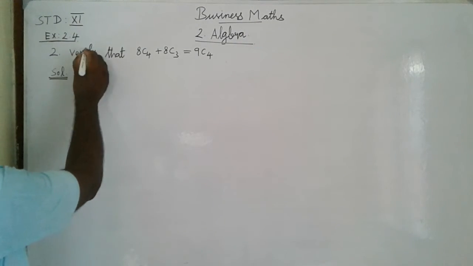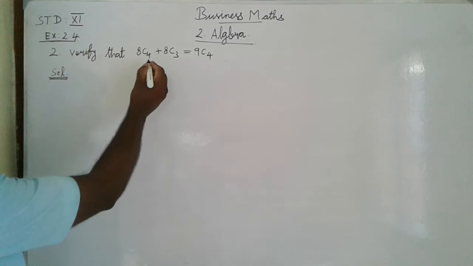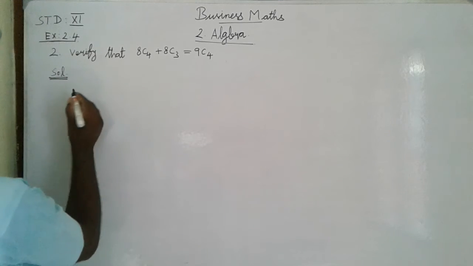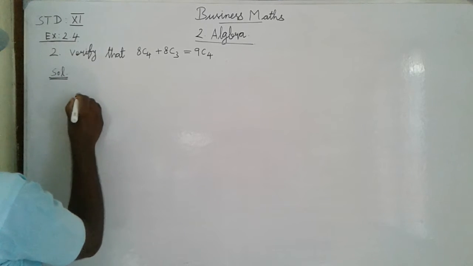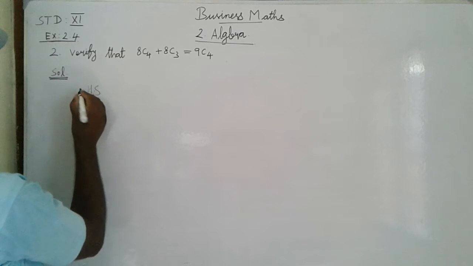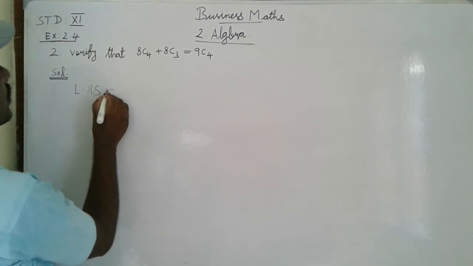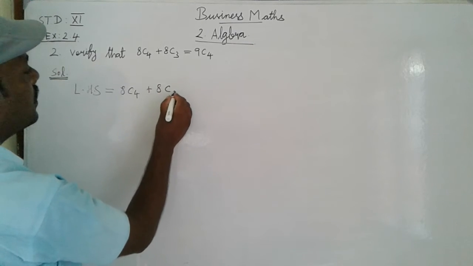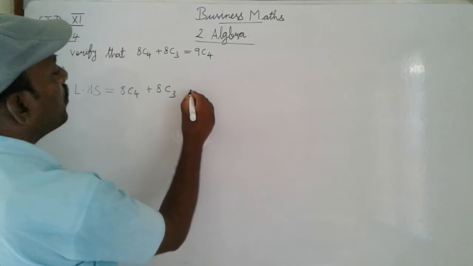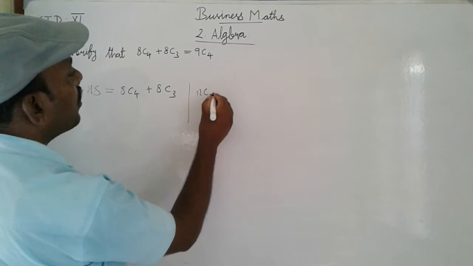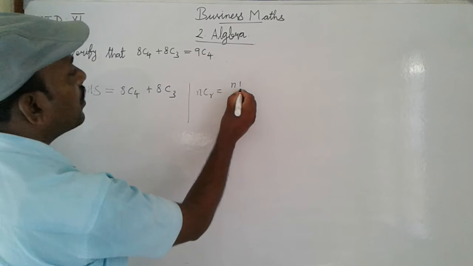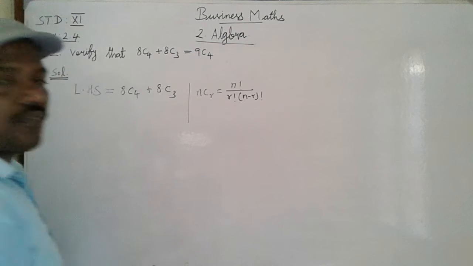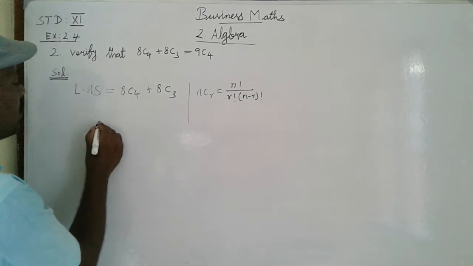Second sum: verify that 8C4 plus 8C3 equal to 9C4. LHS equal to 8C4 plus 8C3. We know the formula: nCr is equal to n factorial divided by r factorial into (n minus r) factorial. So we should substitute this formula.